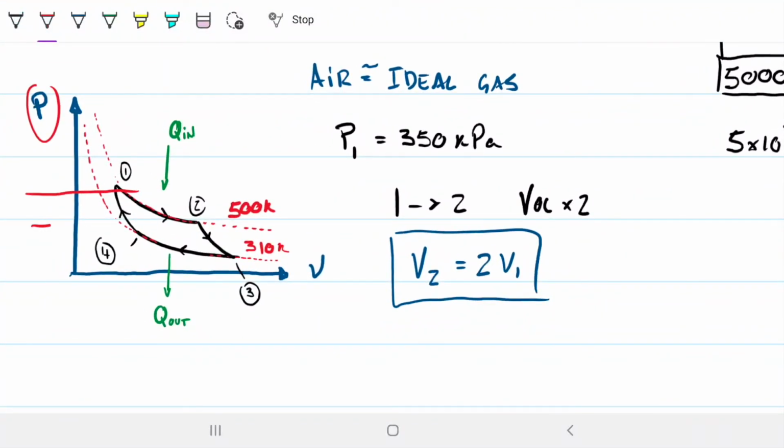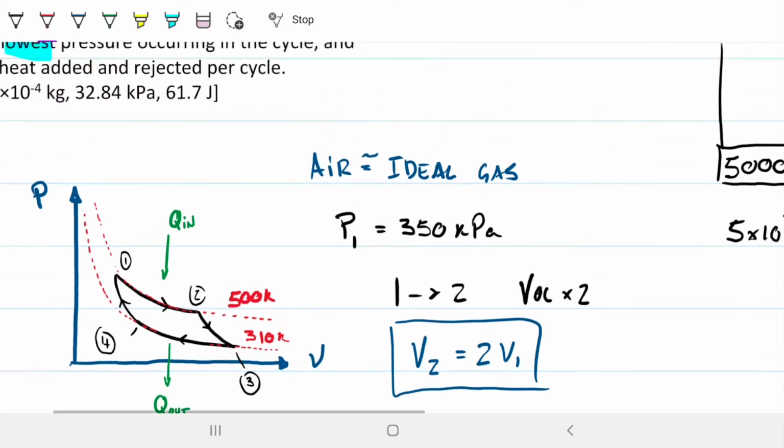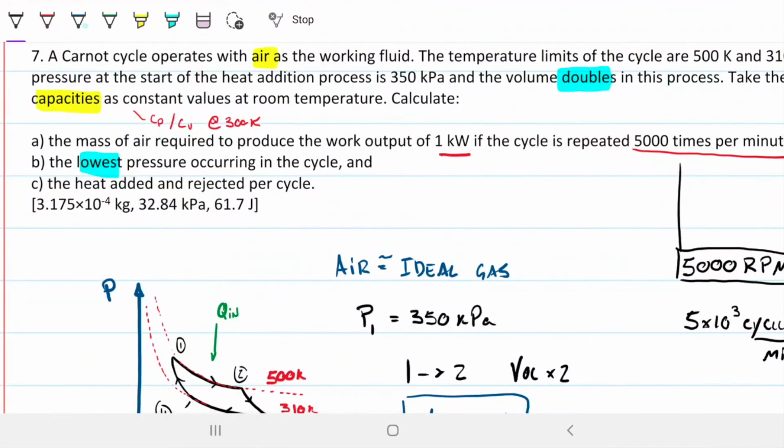So 1 is the highest pressure, 2 is the second highest, 4 is the third highest, and the lowest, or the fourth highest, I guess, is pressure 3. So part B is asking us, what is pressure 3? Here, what is pressure at 3?